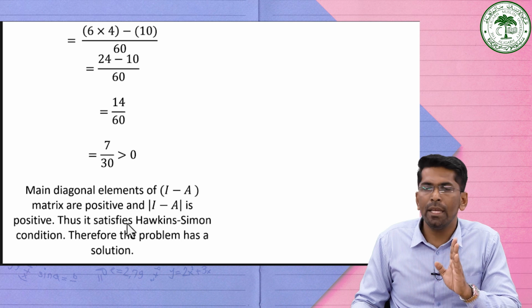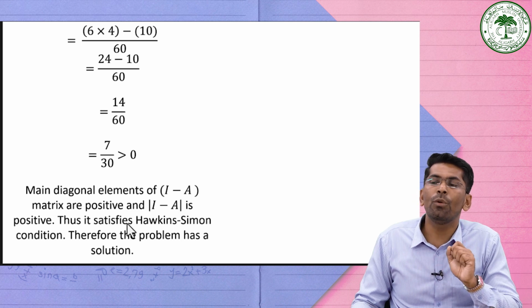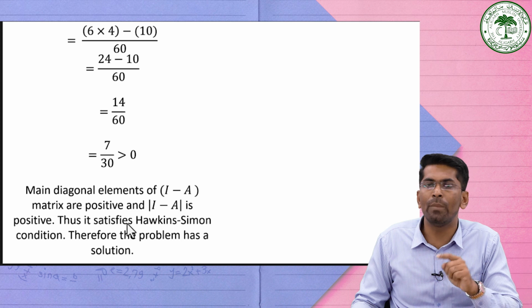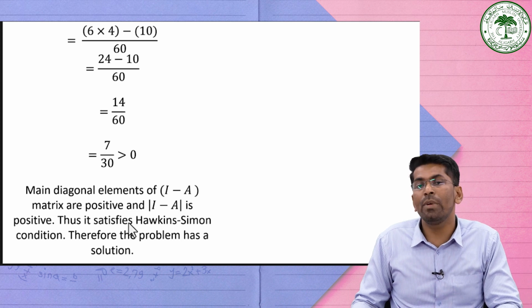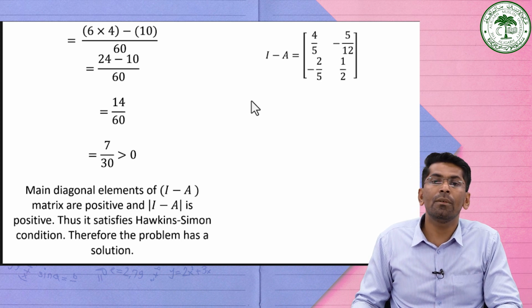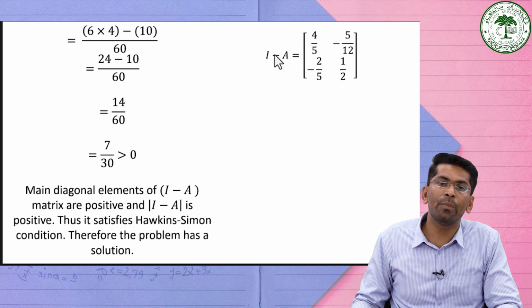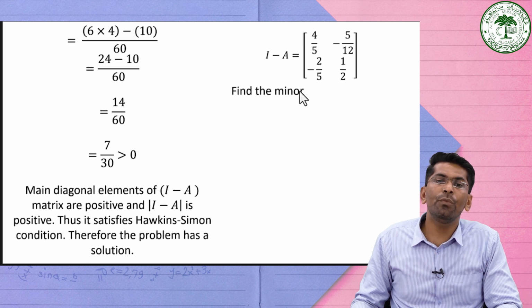Now after finding the determinant value, we are going to find the inverse of the given matrix. For finding the inverse of the given matrix, we are going to use this particular matrix. First we are going to find the minors of this matrix.